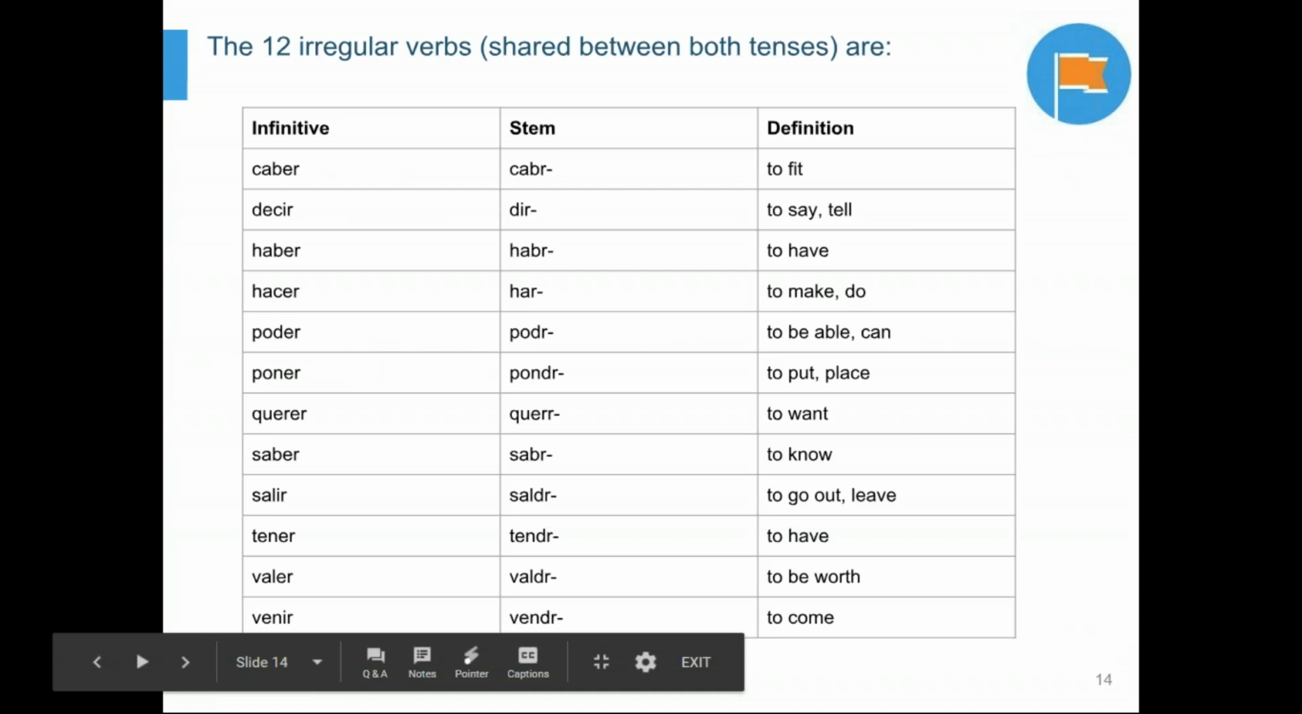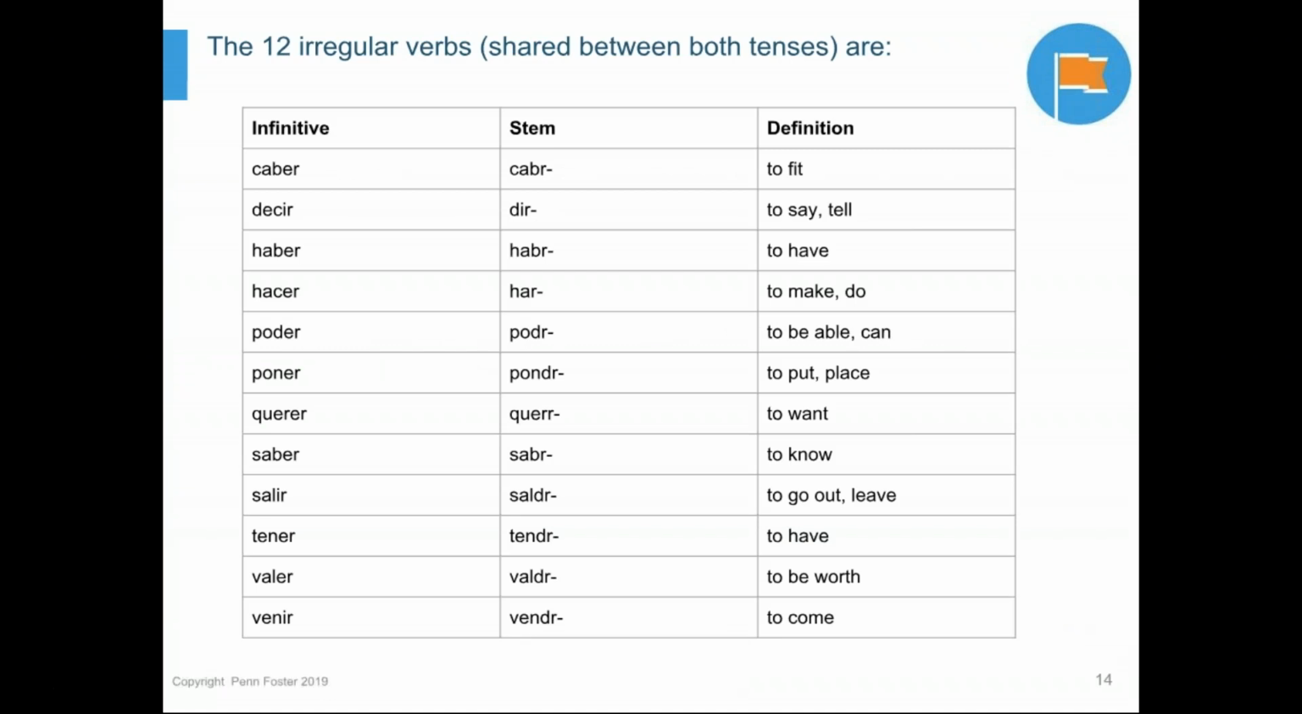All right, on this slide, you see all of the irregular verbs that the future and the conditional share. Again, remember, if you're taking notes or if you're using this at a later time, this list applies to both tenses. So future uses these irregular stems in the middle column, as does conditional.